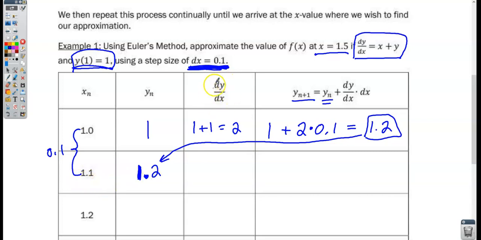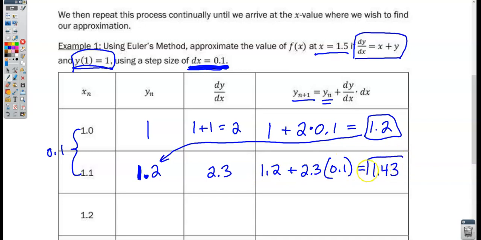Then I calculate dy/dx using these 2 values. So it's 1.1 plus 1.2, so dy/dx is 2.3. And then I take my current y plus dy/dx times my dx. Let's see, that's just going to be 0.23. 1.2 plus 0.23 is 1.43. I have a feeling I'm going to need to use my calculator sooner rather than later in this problem. And then I bring that down. That's my new y value.